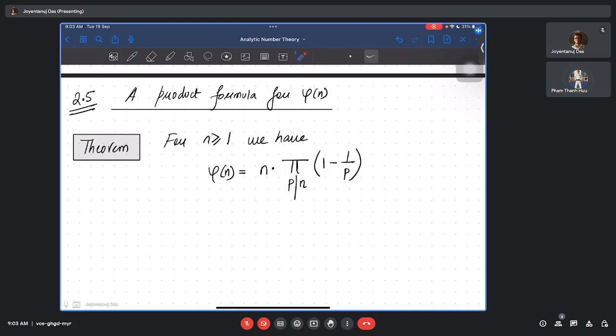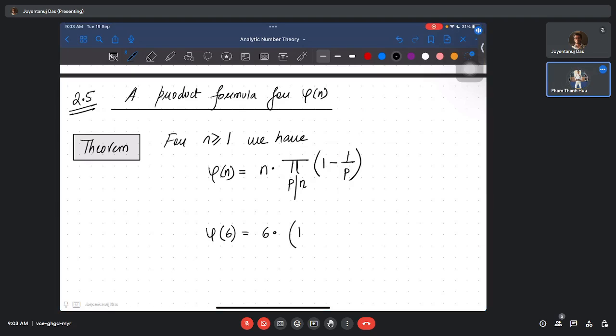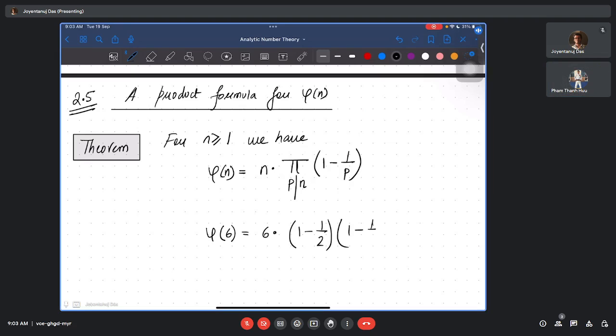This notation, you know, right? So for example, let us see what we are doing. Suppose I want to find phi of 6. What are the prime divisors of 6? It is 2 and 3, right? So it will be 1 minus 1 by 2 times 1 minus 1 by 3.